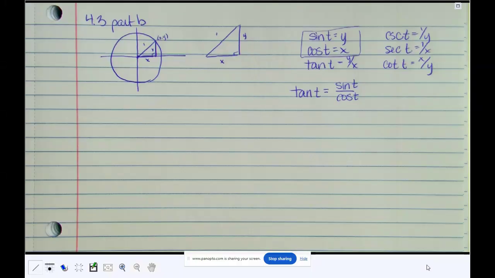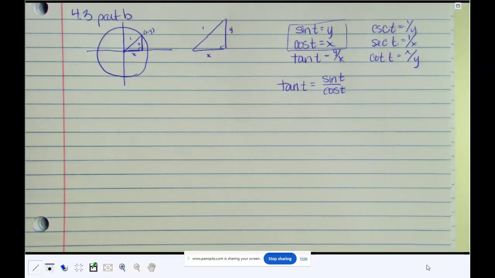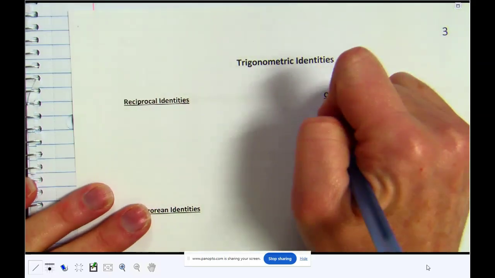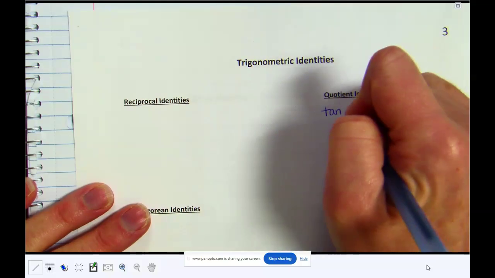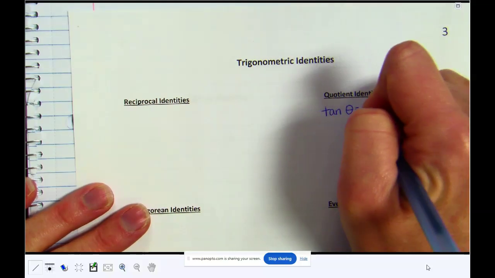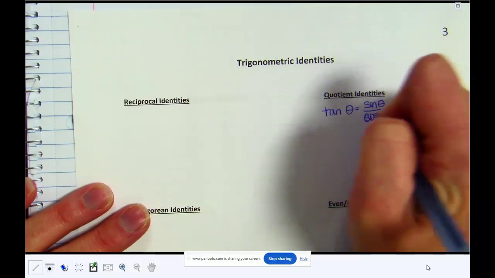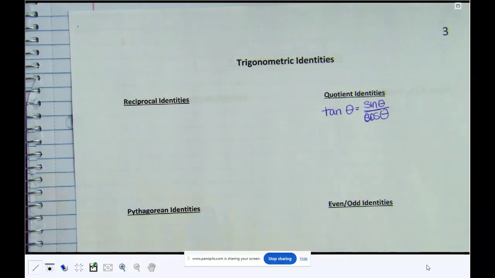Okay? There's reasons. We'll talk about it. Okay, so that is something called a quotient identity. So there are 2 of these. Why are you using your calculator? Whoops. Okay. So the tangent is equal to the sine divided by the cosine.